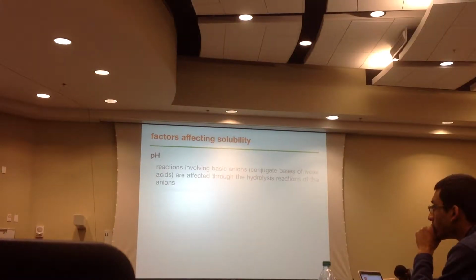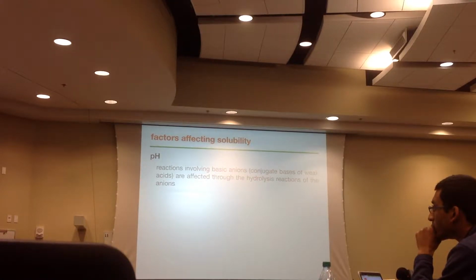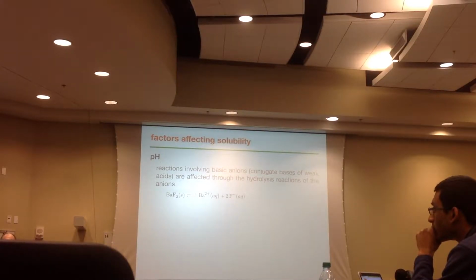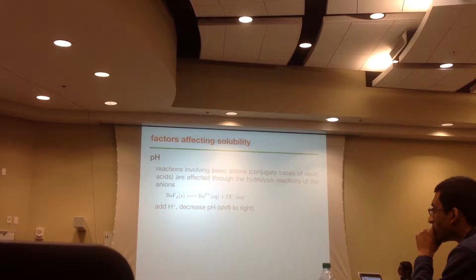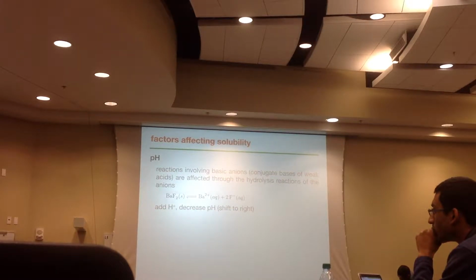Reactions that involve basic anions, which are conjugate bases of weak acids, will be directly affected through the hydrolysis reaction. So barium fluoride, you get barium and fluoride. Fluoride is a conjugate base of hydrofluoric acid. Therefore, fluoride is a weak base. It will ionize with water. So if I add proton to this, the hydronium is going to react with the fluoride and cause this to shift to the right because I'm removing a product here.